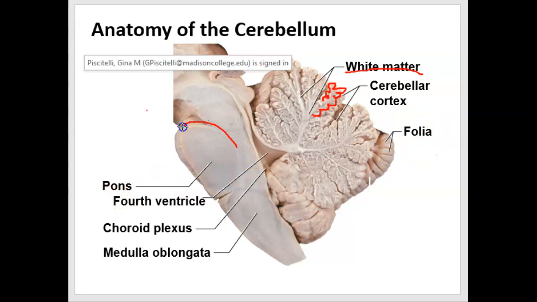The pons is located here ventrally. The fourth ventricle is right here. It has a choroid plexus, which you can barely see, and then the medulla oblongata is here. This region is the cerebral peduncles.